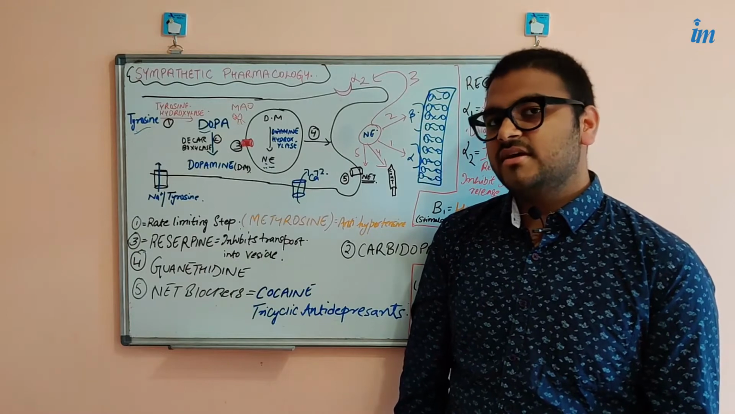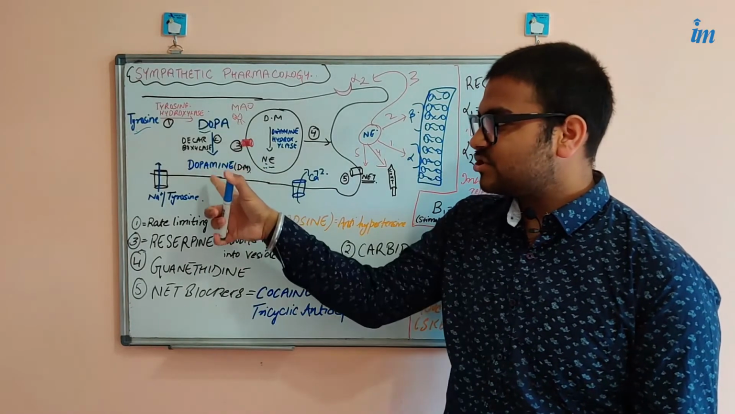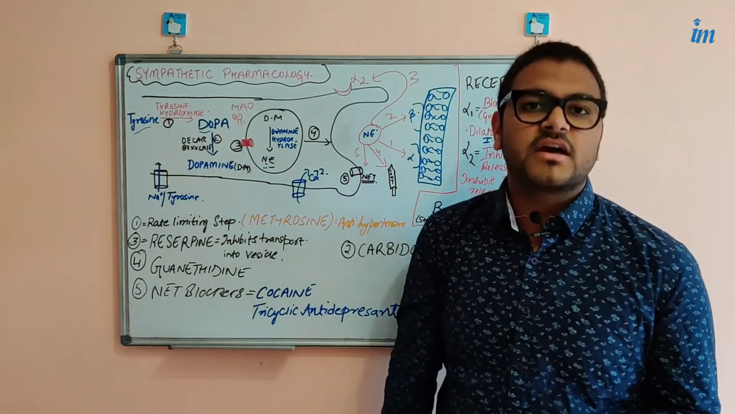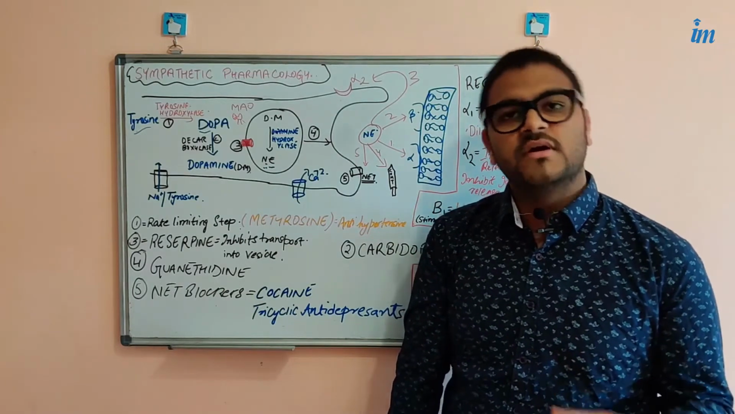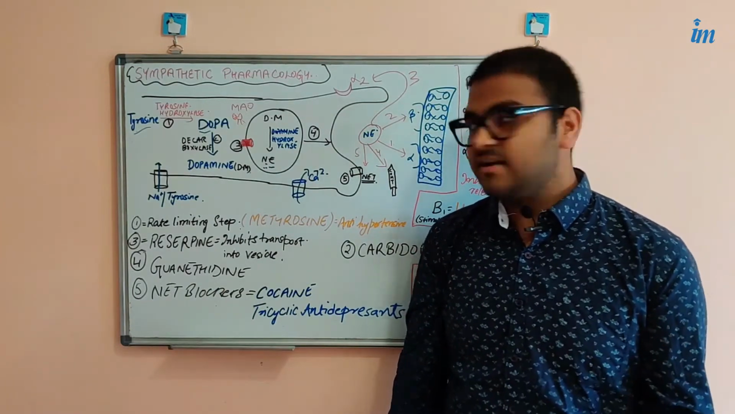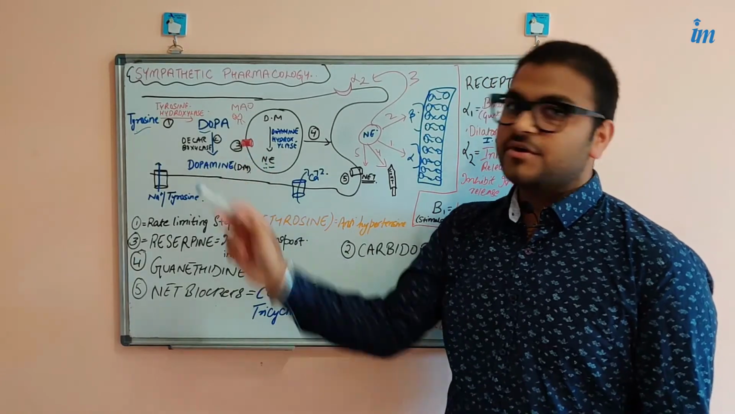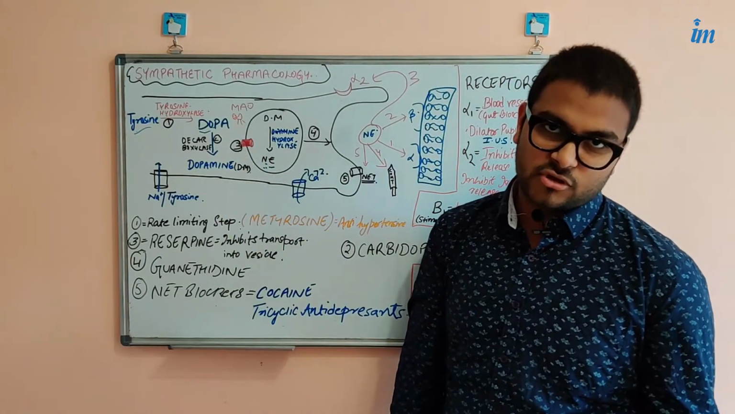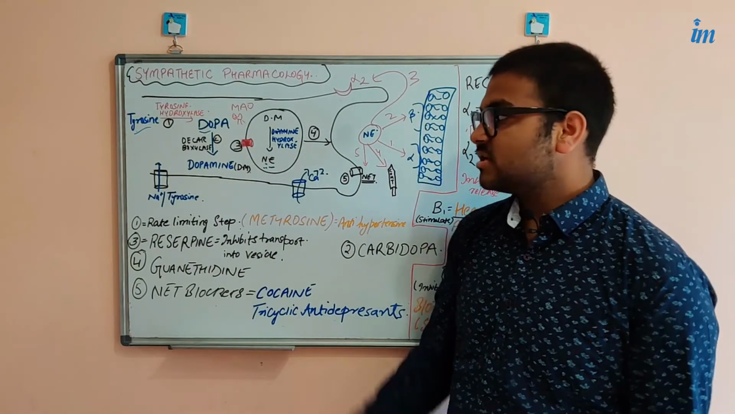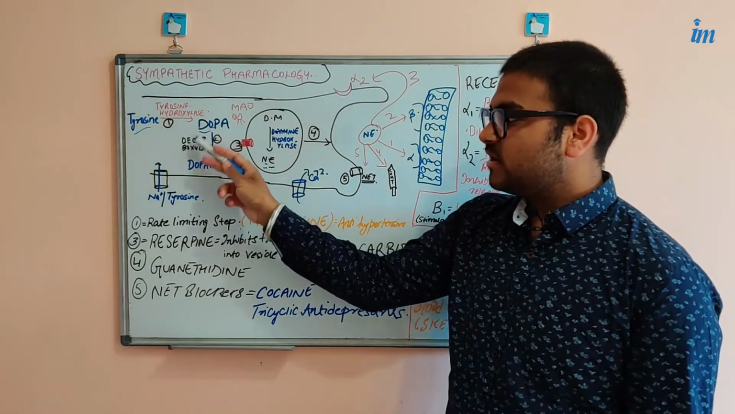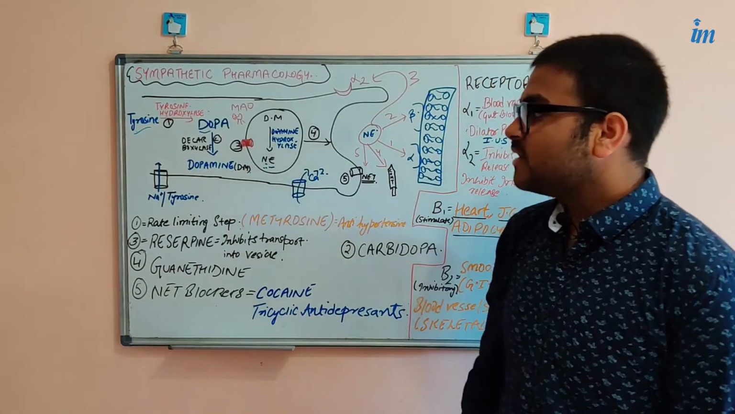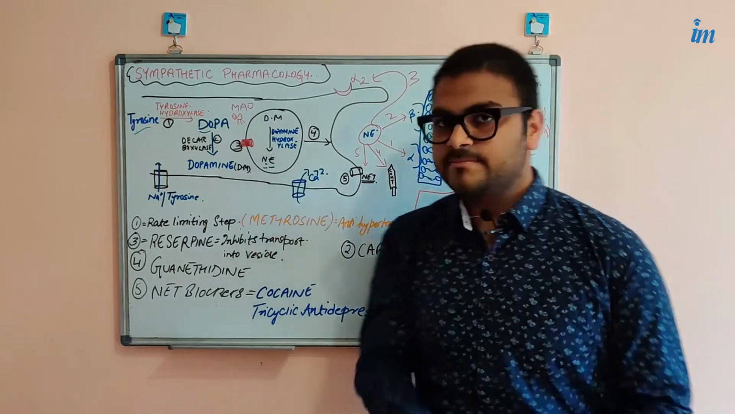Which enzyme is very necessary for this reaction to occur? The second step, decarboxylase. You need to remove a molecule of carbon dioxide from dopa to make it dopamine. So you remove the carbon dioxide by which enzyme? Decarboxylase. So dopa decarboxylase enzyme is needed. Now this dopamine is made.